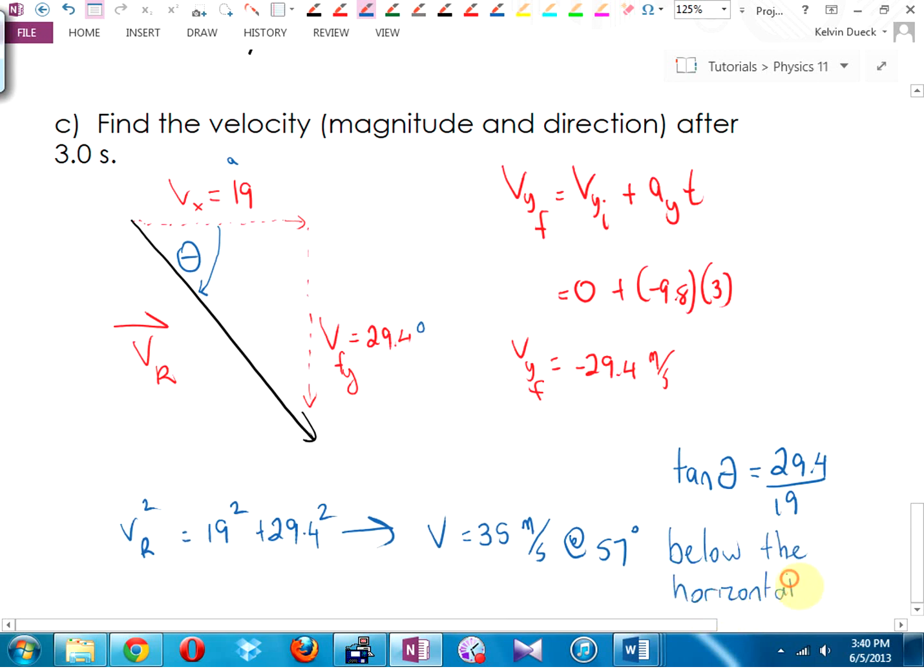Can you see it? Here's the horizontal, below the horizontal. What if you're on the way up? Above the horizontal. But that wouldn't happen being launched horizontally off of a cliff. Is that okay, Dylan? I think there's going to be one of those on your test. Okay, so there's definitely going to be cliff, horizontal.